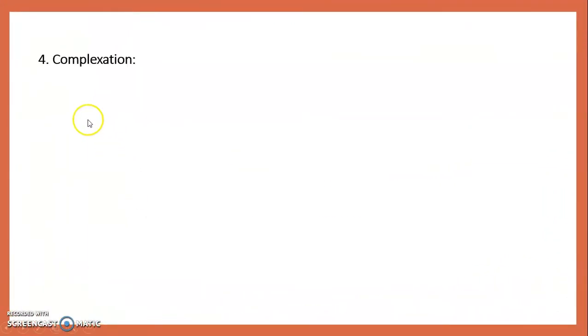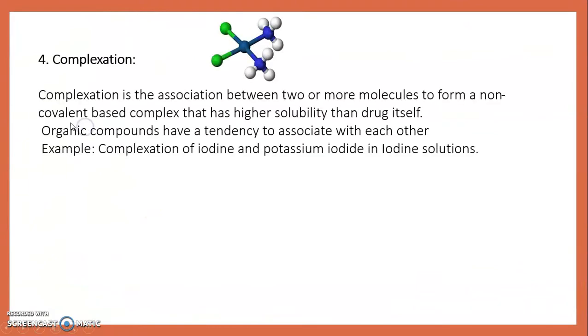The next method is complexation. Complexation is the association between two or more molecules to form a non-covalent complex that has higher solubility than the drug itself. Organic compounds have a tendency to associate with each other. An example of it is complexation of iodine and potassium iodide in iodine solution.